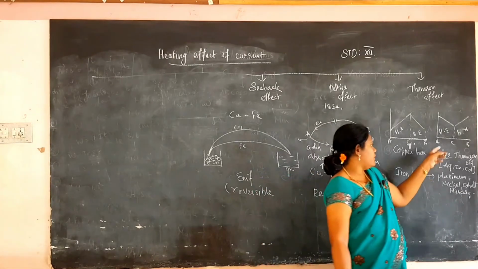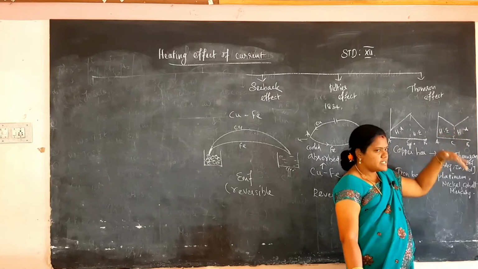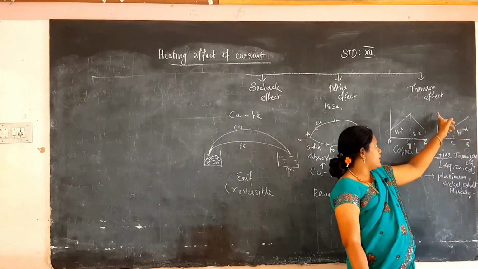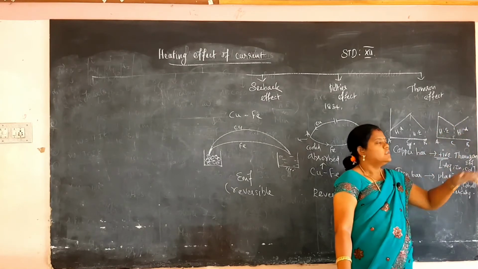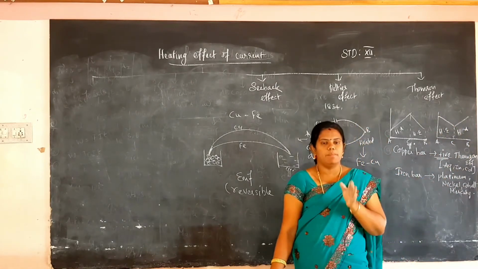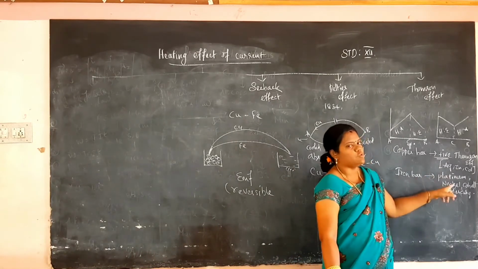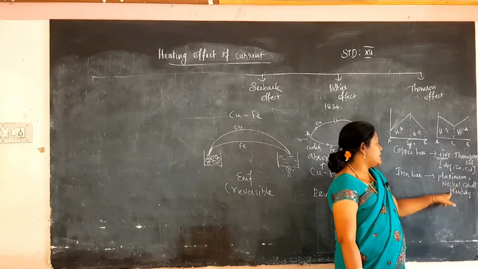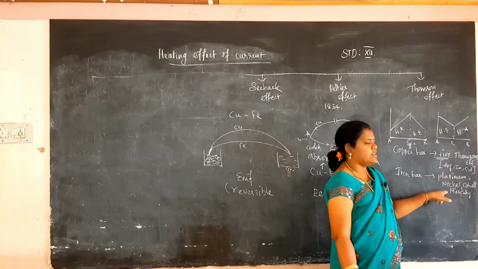And then second, you take the iron bar. First the heat will be evolved, and on reaching the lower point the heat will be absorbed. So the graph will be drawn from up to down and down to up. This is called negative Thomson effect. Materials having the negative Thomson effect are platinum, nickel, cobalt and mercury.